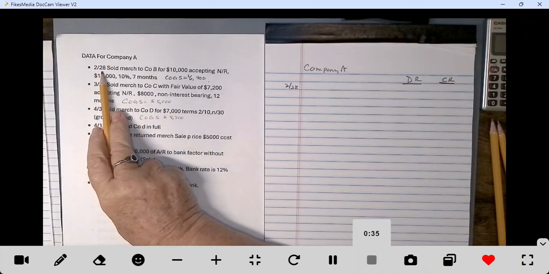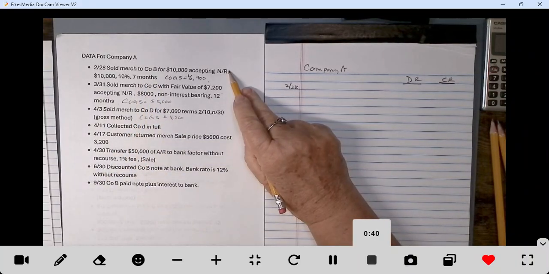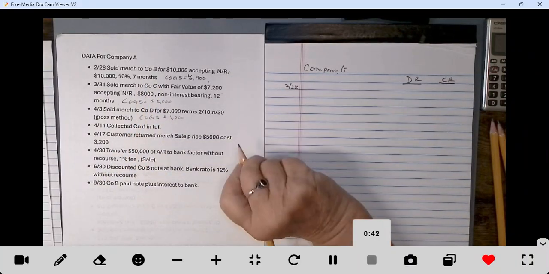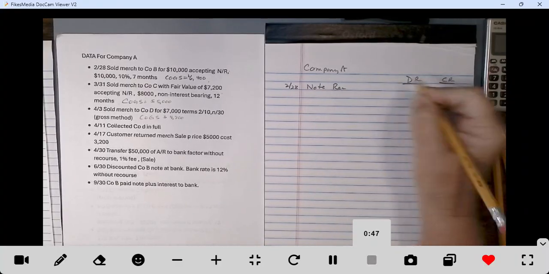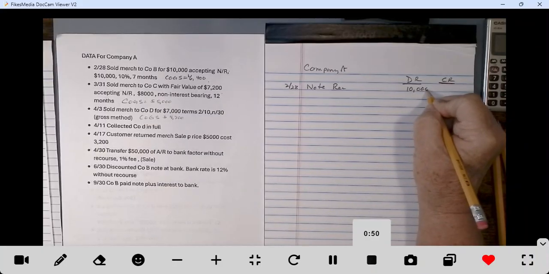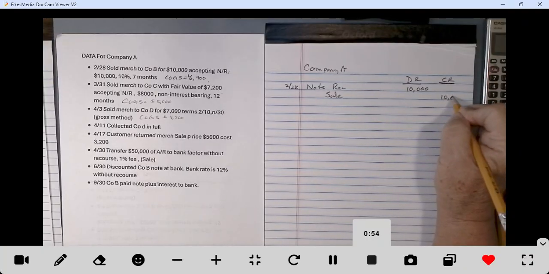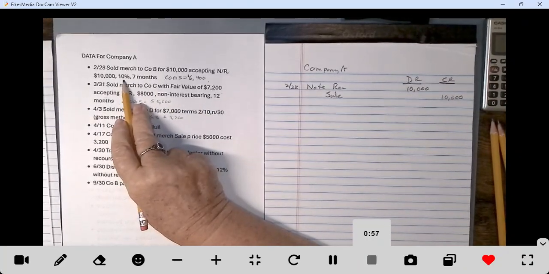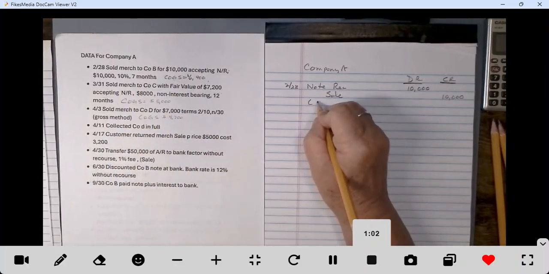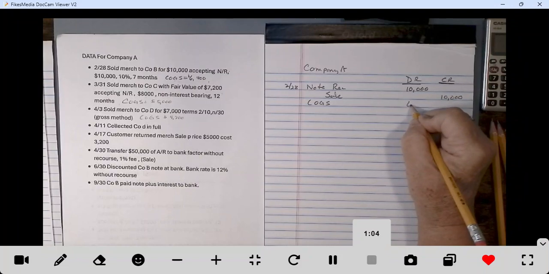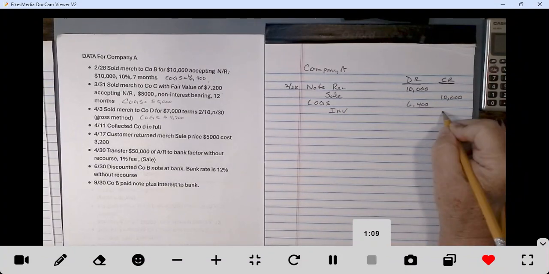So first item on 2/28, they sold merchandise to Company B in exchange for a note receivable. Note receivable, 10,000. And they had sales, 10,000. So it was 10%, 7 months. My cost of goods sold is 6,400, and we remove that from inventory.